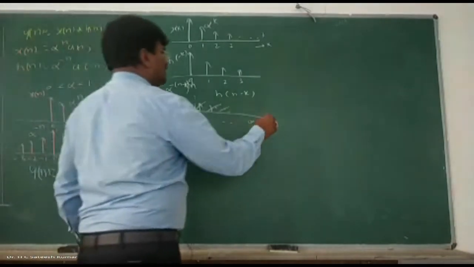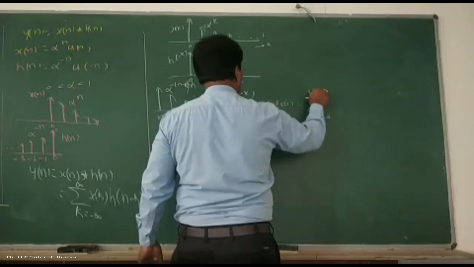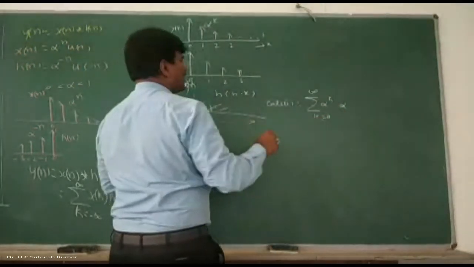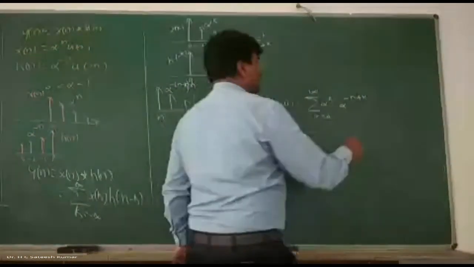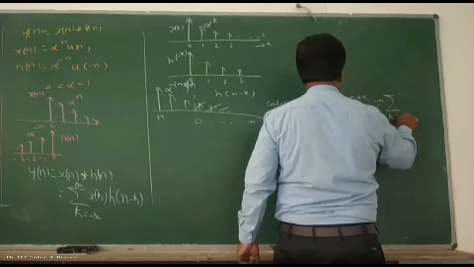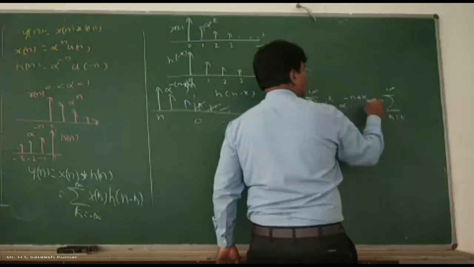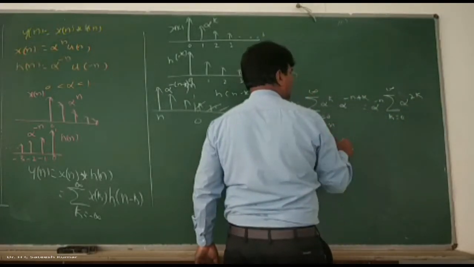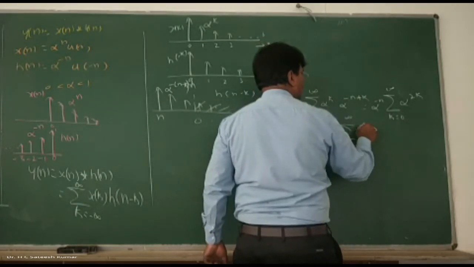So case one is the summation k varies from 0 to infinity of alpha to the power of k into alpha to the power of minus n plus k. Which is nothing but alpha to the power of minus n taken outside, times the summation k from 0 to infinity of alpha to the power of k into alpha to the power of k, which is alpha to the power of 2k. So this is alpha to the power of minus n times the summation k from 0 to infinity of alpha square whole to the power of k.